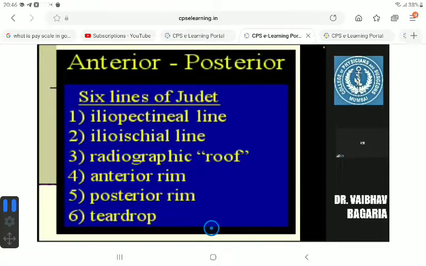And what are these 6 lines? One is the iliopectineal line. The second is the ilioischial line. The third is the radiographic roof. Fourth is the anterior rim. Fifth is the posterior rim. And finally, it's the teardrop. So please, all of you, I'm giving you 2 seconds to write these things down. All 6 lines. Please write it down.